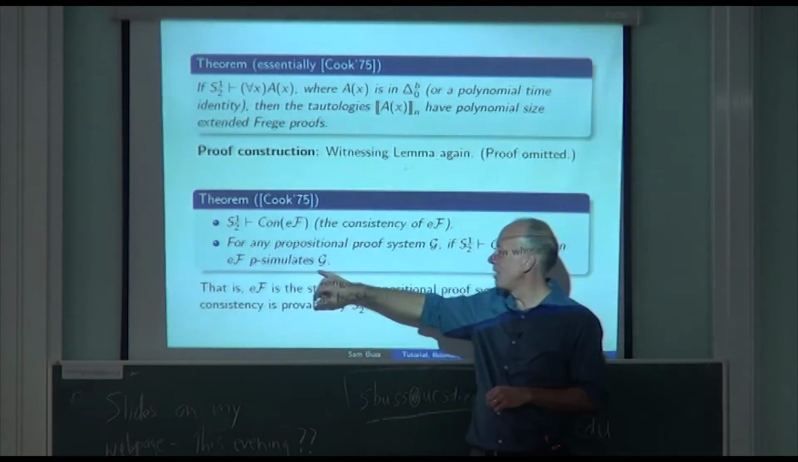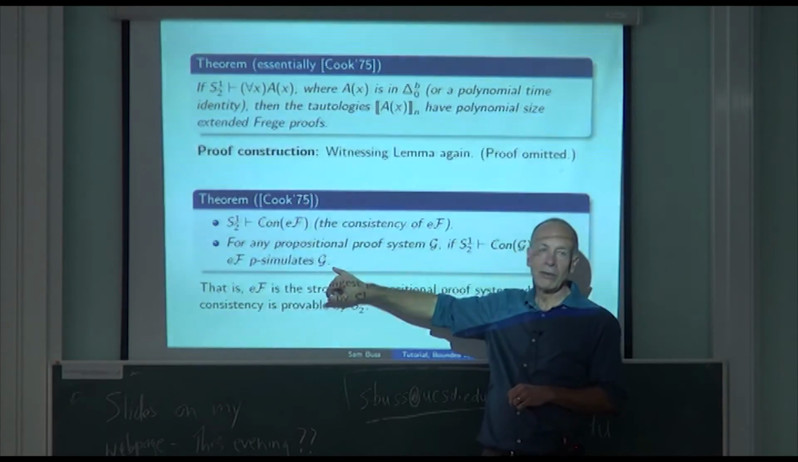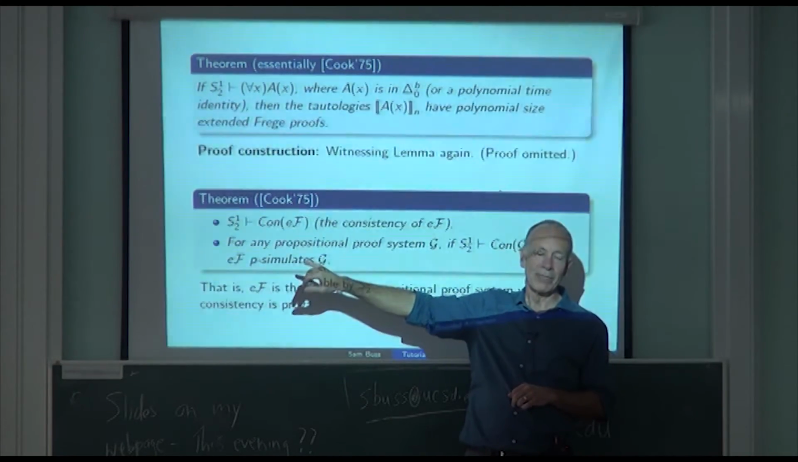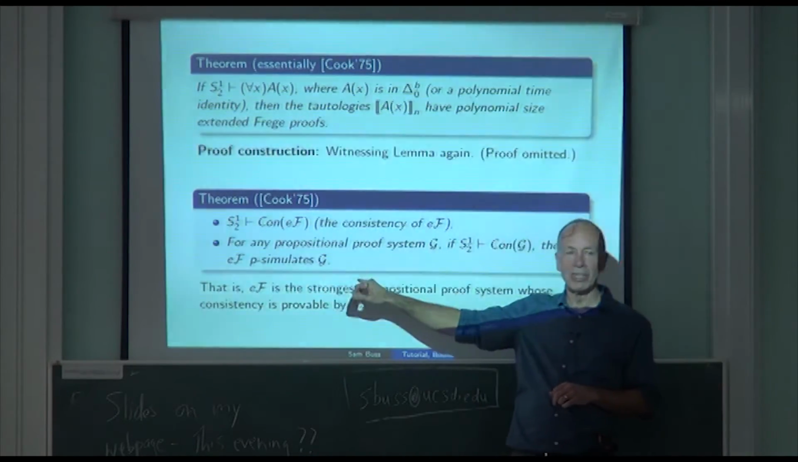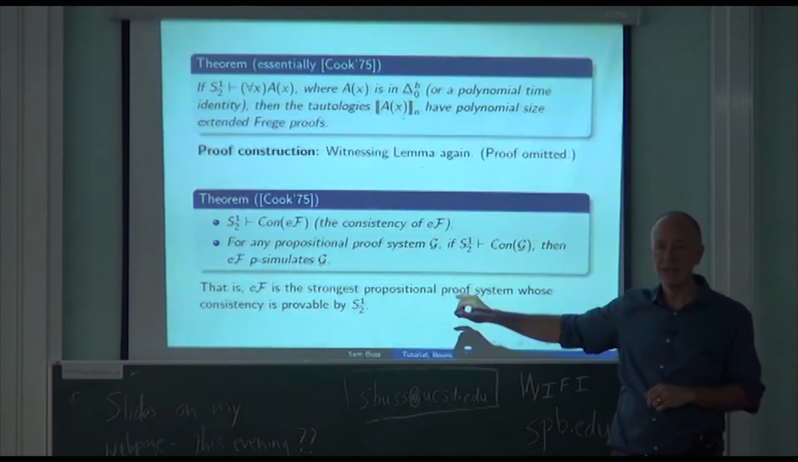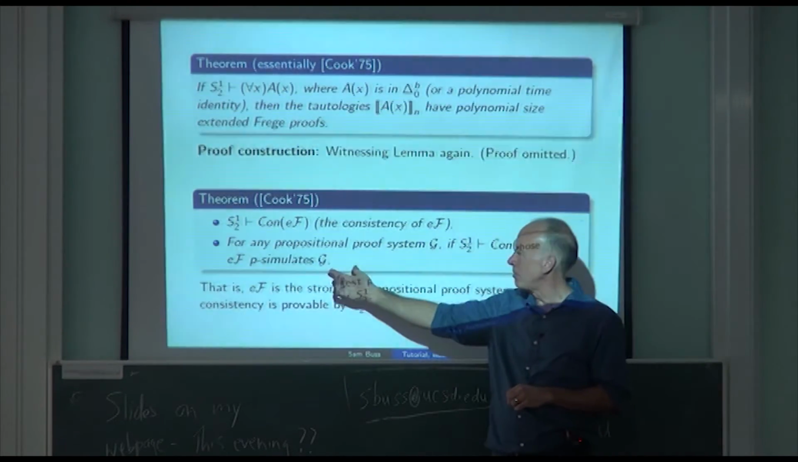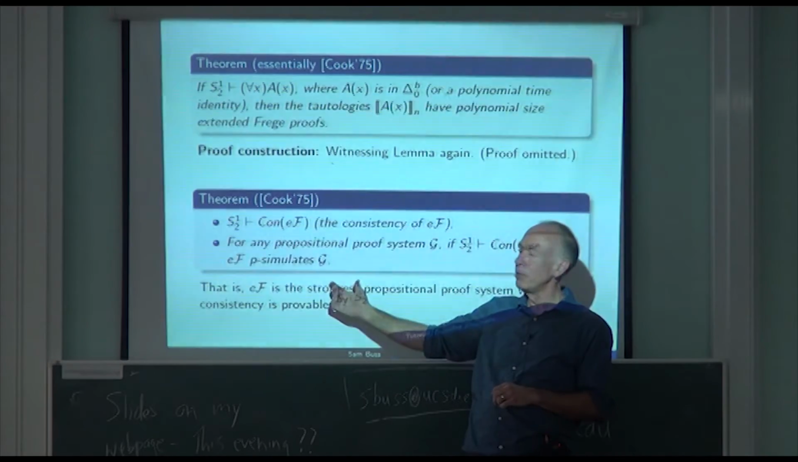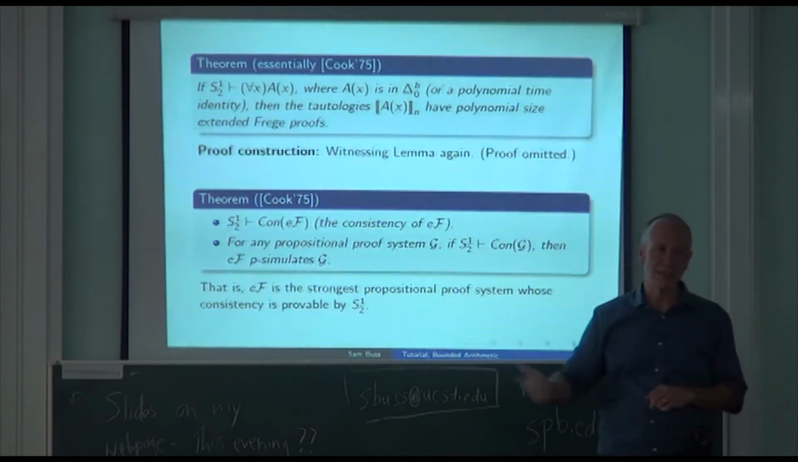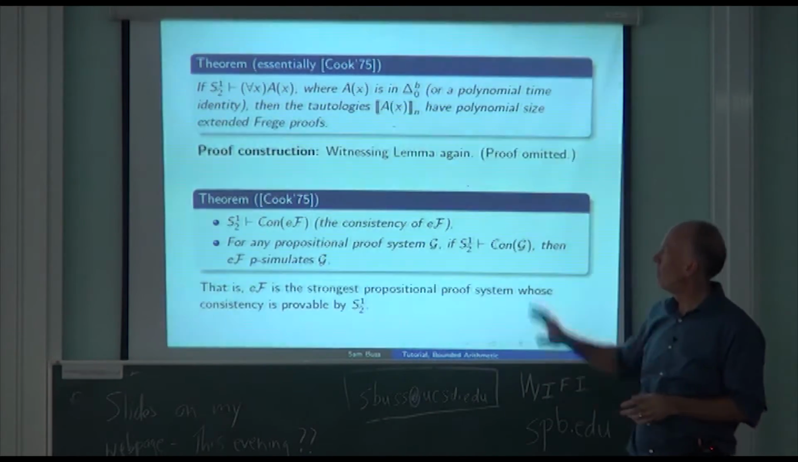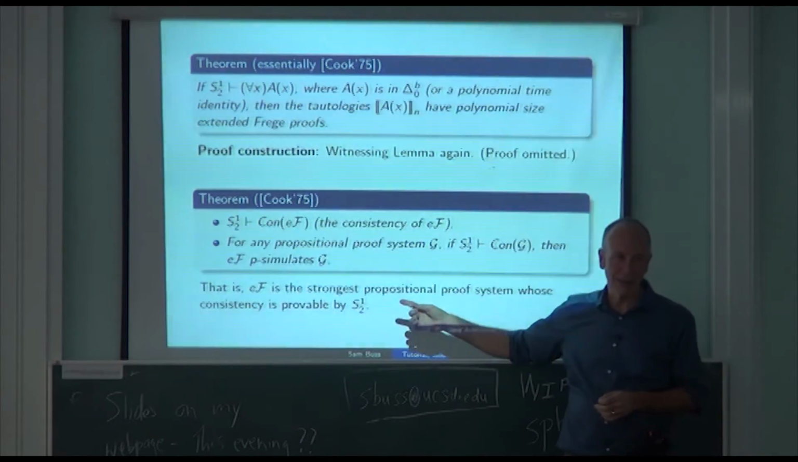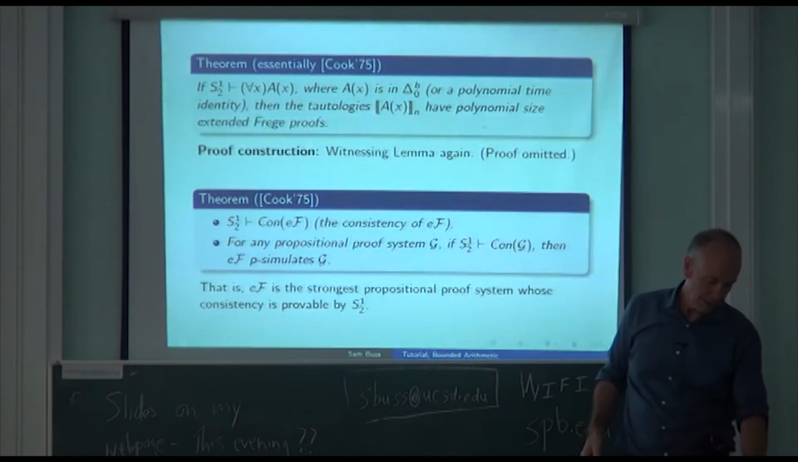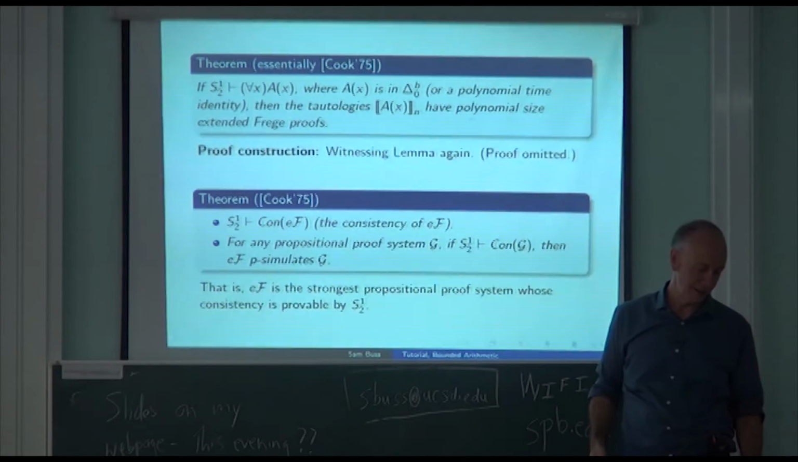EF simulates G means that if you have a proof in the system G, you can find a polynomial-sized proof of the same formula in the system extended Frege, polynomial size in the size of the G proof. So you can take a proof in the system G of a particular size, and with a polynomial blow up in the proof size, get a proof of the same thing in the extended Frege system. And all that follows pretty much from this theorem. Okay. So we get this correspondence then between S12 and extended Frege systems. Okay, good. More questions here.